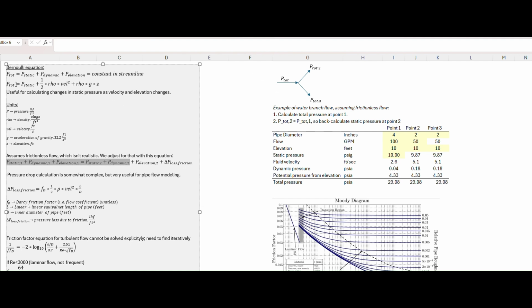Now, the total pressure is going to be constant, but the different components within that can change. So your static pressure can change as your elevation changes or as your velocity changes. And that's what's really powerful about this equation.